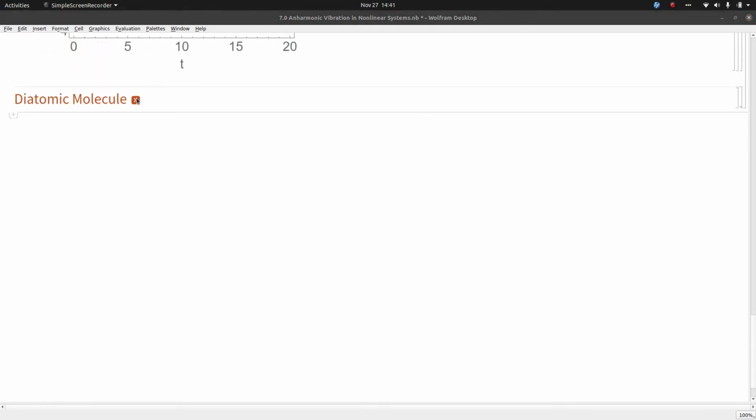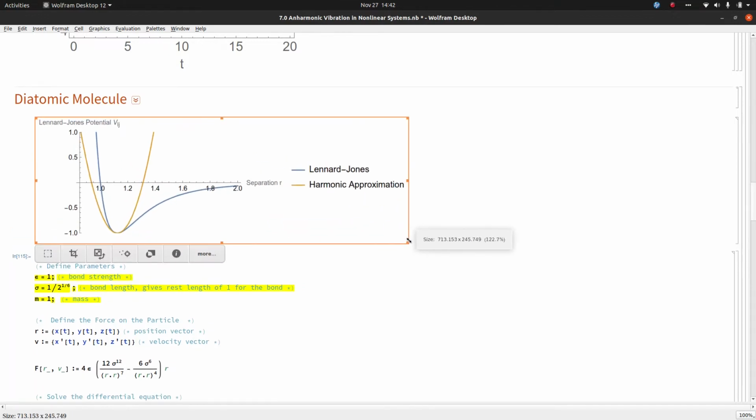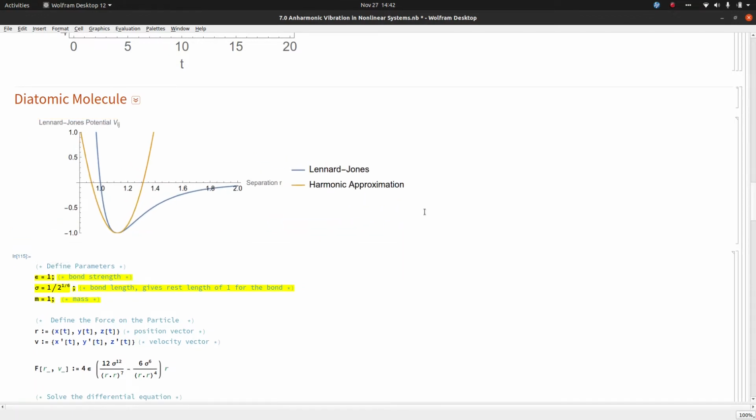For simulating an anharmonic motion, we're going to use the example of a diatomic molecule. So this is a molecule with two atoms in it. And we are going to model that vibration between those two atoms. We're going to model the molecular bond as a spring, but it's not going to be a harmonic spring. It's going to be a Lennard-Jones spring.